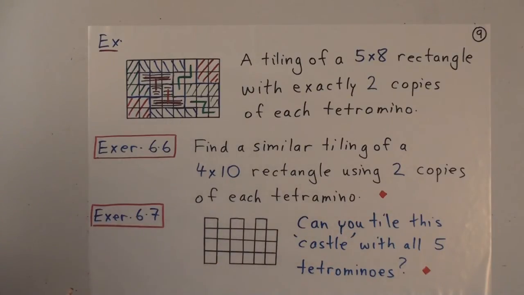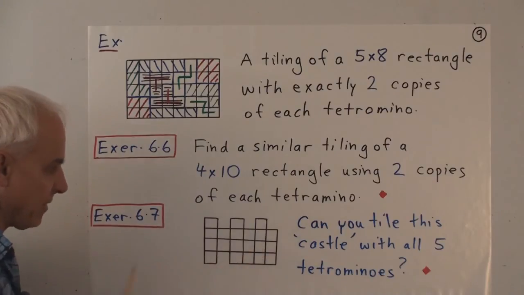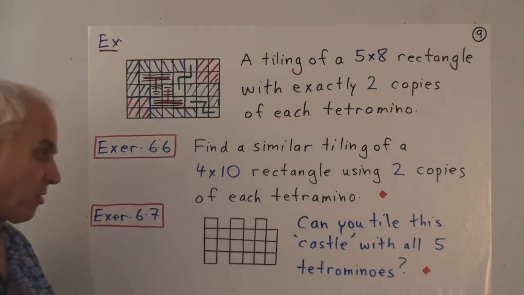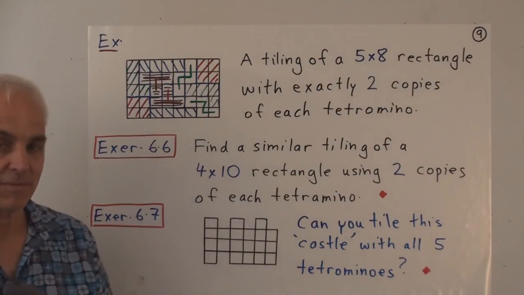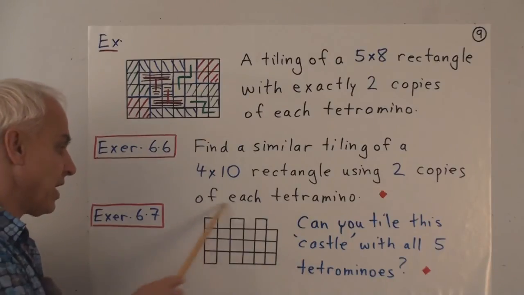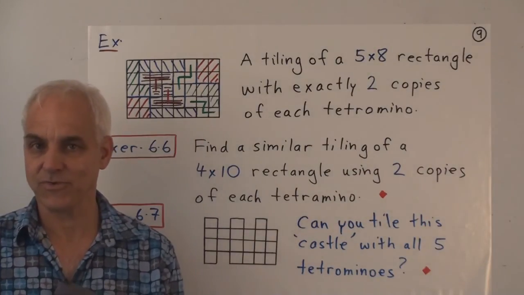Here's another exercise with a slightly different kind of shape. You might call it a castle. Can we tile this castle with all 5 tetrominoes? There's 1, 2, 3, 4, 5, 6, 7, 8, 9, 10, and 1, 2, 3, 4, 5, 6, 7, 8, 9, 10. So it's 20 squares. In terms of the numbers, there's a matchup: 5 times 4 is 20. Can you tile this thing with all 5 tetrominoes used?